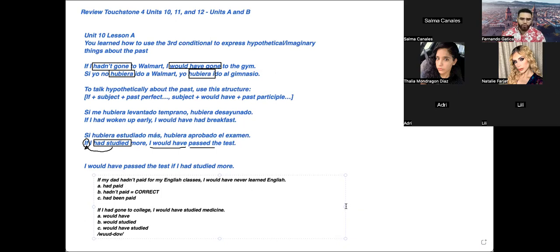That is it for Unit 10, Lesson A. Do you have any questions about this? Or can I continue to the next lesson? Continue. Yeah. All right, cool. Well, I'm going to ask you one more question with this, and then we will continue. Okay?